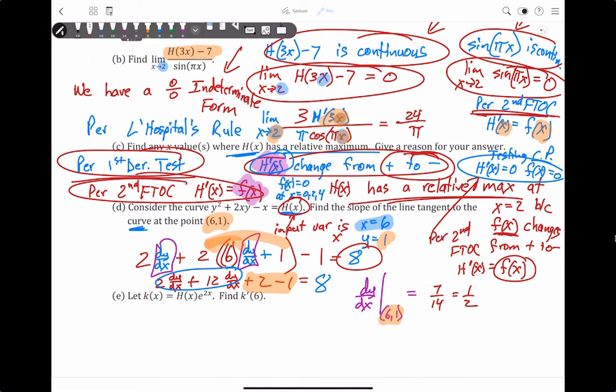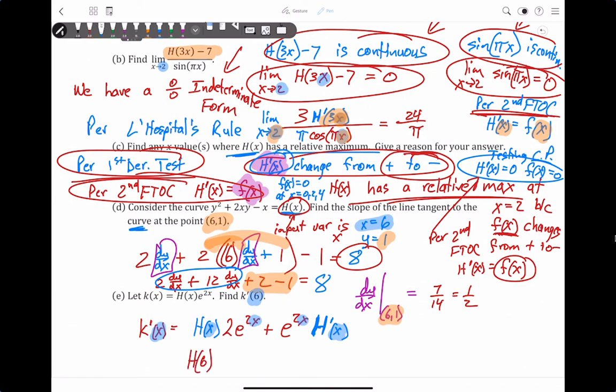E is asking, let k of x be this function, just find the derivative at 6. So if I differentiate the left side, that's easy, k prime. And now there's a product rule going on: the first times the derivative of the second, which we know is going to be 2e to the 2x, plus the second times the derivative of the first, which is just going to be h prime of x. That's just basic product rule differentiation. Now we're going to plug in our moment of 6 everywhere we see an x.